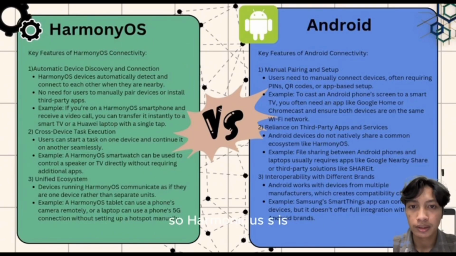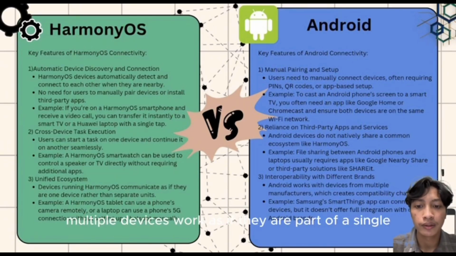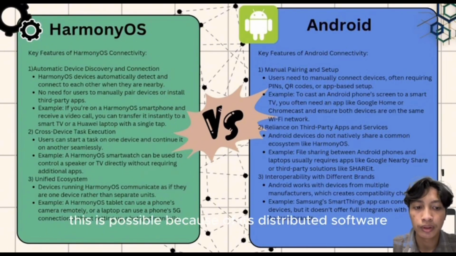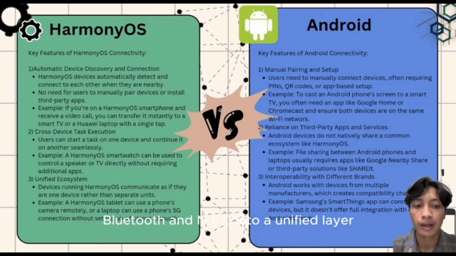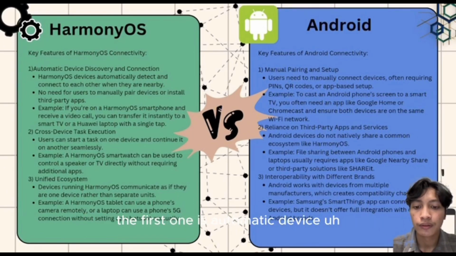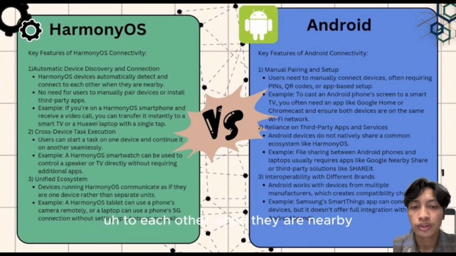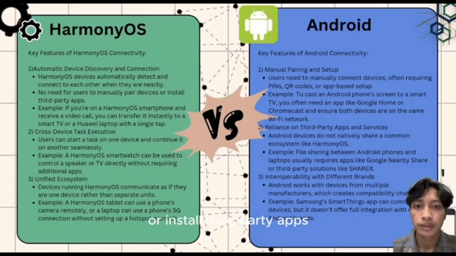HarmonyOS is designed as a distributed operating system, meaning multiple devices work as if they are part of a single unified system. This is possible because of its distributed soft bus, which abstracts communication protocols like Wi-Fi, Bluetooth, and NFC into a unified layer. The main key features of HarmonyOS connectivity, the first one, is automatic device discovery and connections. HarmonyOS devices automatically detect and connect to each other when they are nearby. They don't need the user to manually pair devices or install third-party apps.